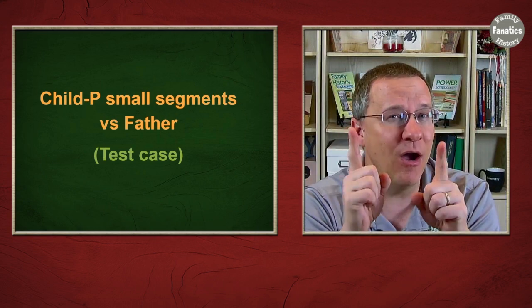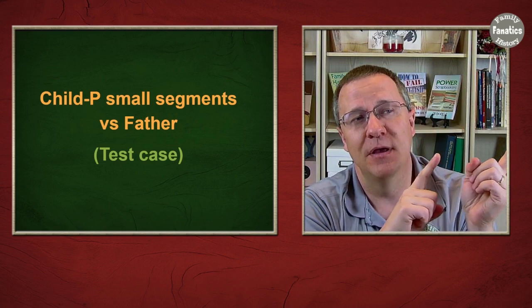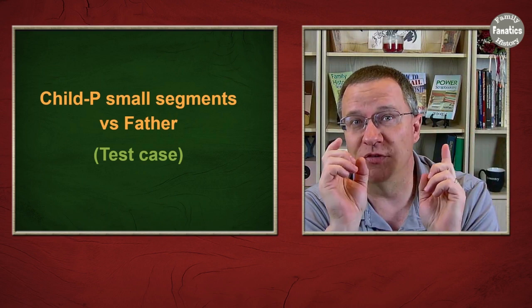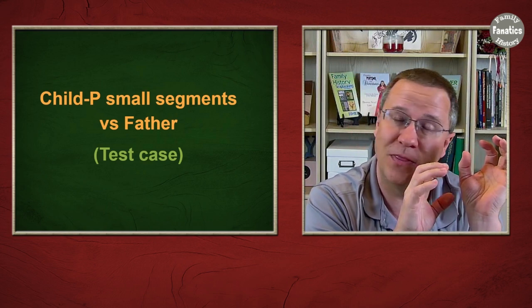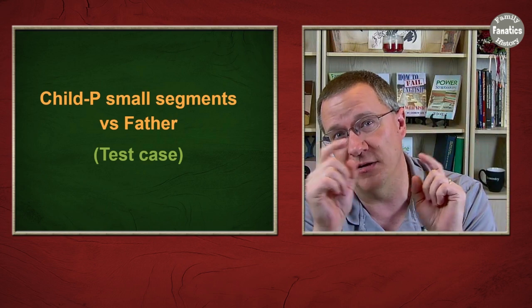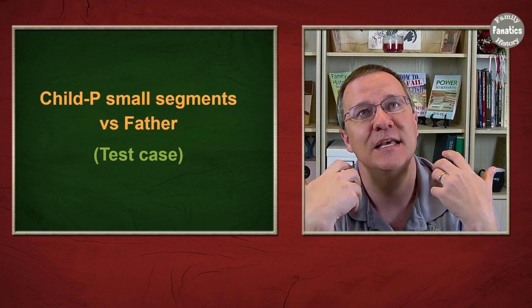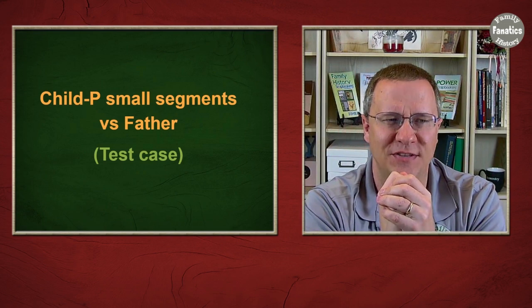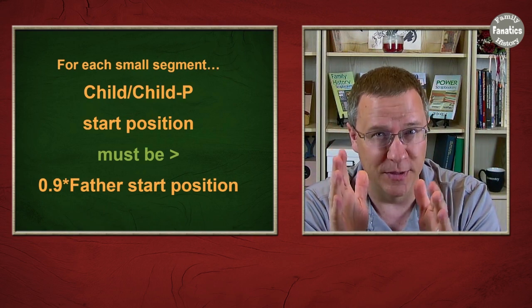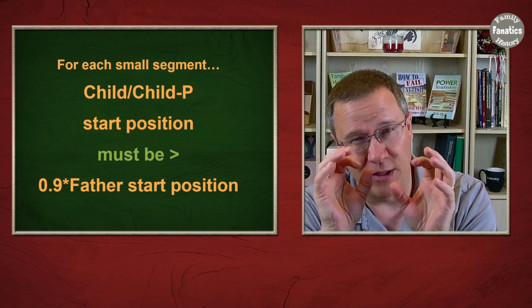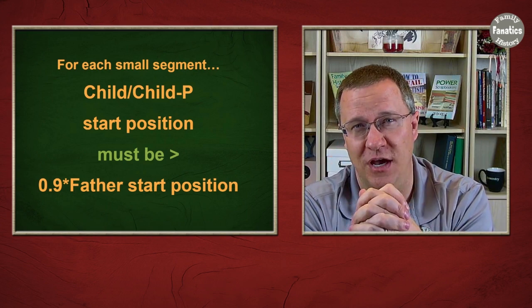Now I'm going to look at the phased data of the small segments versus the father. And again, if the small segments that appear with the phased child do not appear in the father's information, then it is a false segment. The next thing is, how do I determine this? Well, really looking at the start and the end position of this.